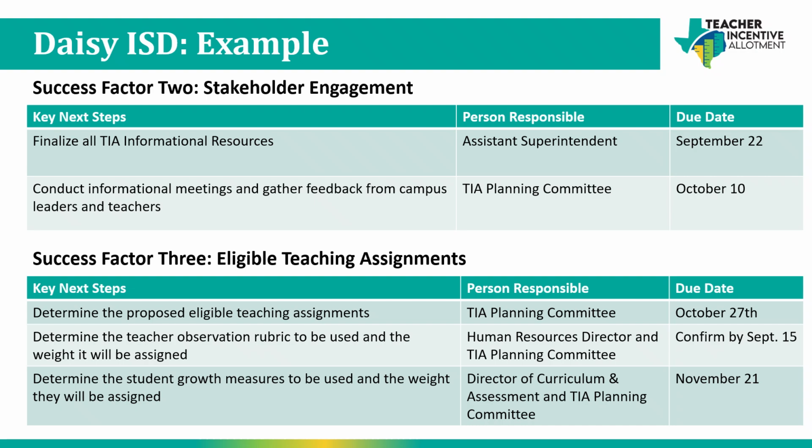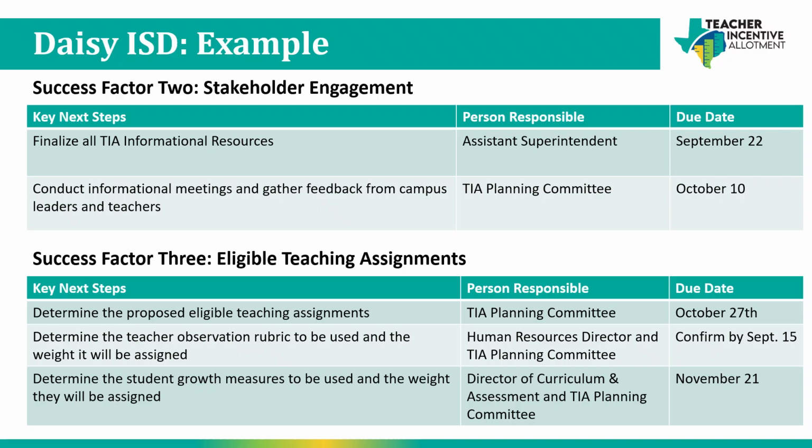Success Factor 3, their next steps are to make sure they determine the proposed eligible teaching assignments. The TIA Planning Committee will have that done by October 27th, which includes lots of stakeholder engagement with teachers. They want to make sure they finalize the decision of the teacher observation rubric to be used and the weight, which the Planning Committee has already done. They want to make sure they get it past the Human Resources Director and have it formally confirmed by September 15th. And finally, they want to determine which student growth measures will be used for each of the eligible teaching assignments they decide to include by November 21st. And that will be a combination of the Director of Curriculum Assessment and the TIA Planning Committee.